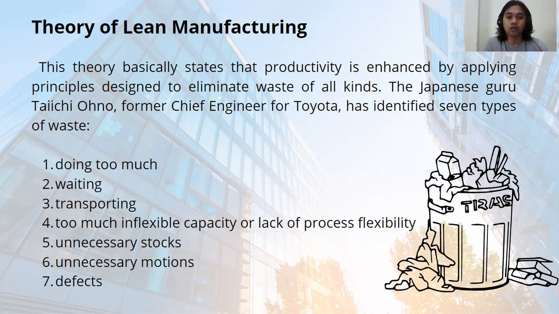Okay, and then number four is too much inflexible capacity, or lack of process flexibility. So the word is negative in itself, because in an organization we have to be flexible, or the process has to be flexible. It must be able to adapt to various kinds of situations, because not all situations will favor us. Sometimes there are problems along the way, and we have to learn how to adjust and adapt to the situation. And then number five is unnecessary stocks.